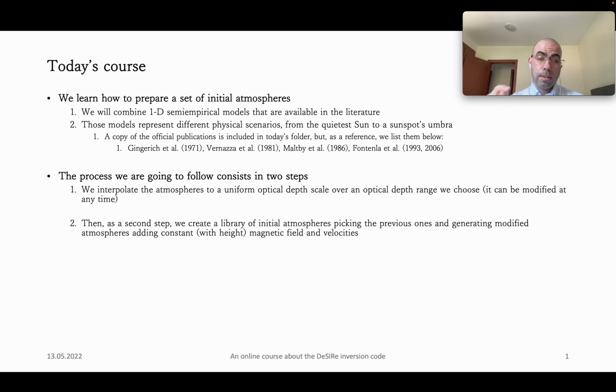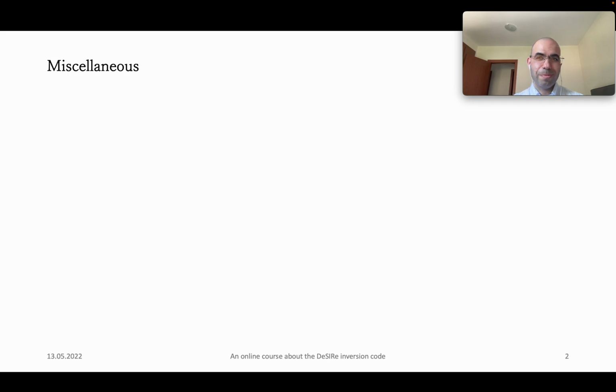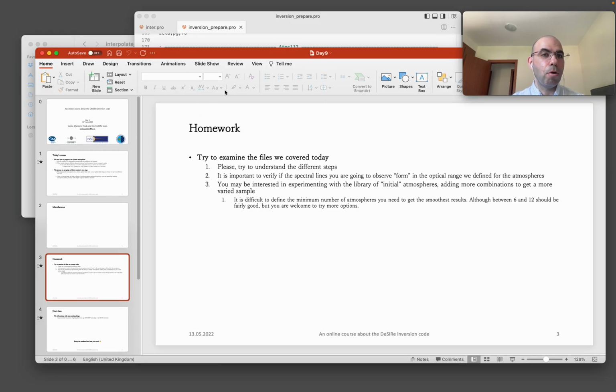And then the second step is that we have the atmospheres, most of which are mainly temperature and thermal parameters, but sometimes there's no information about velocity or magnetic field. So we are going to create a library of atmospheres based on the previous ones, but adding different combinations of magnetic field, line of sight velocity, and other parameters. There's no miscellaneous today, and later on I will go to homework.